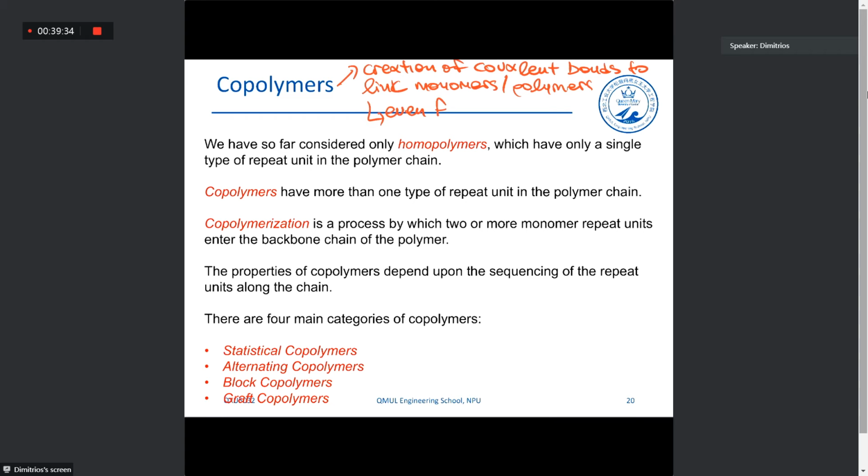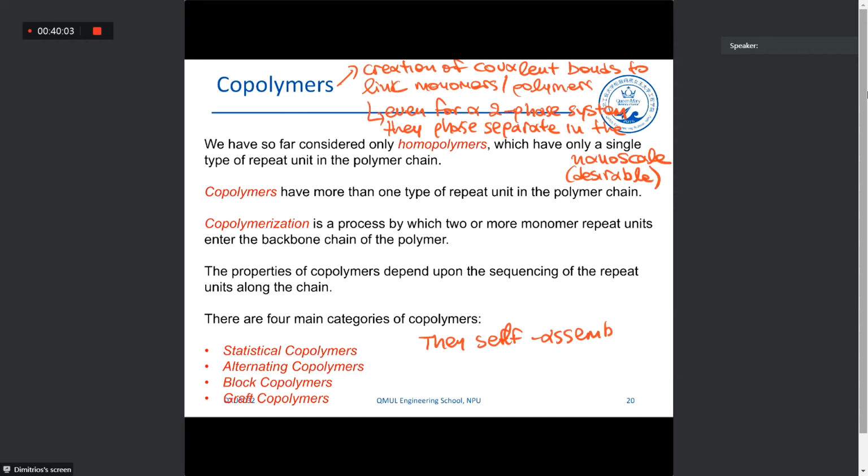Which is something desirable. And I'll explain later why this is desirable, okay? So, important to remember about copolymers is that when you have a two-phase copolymer, the two phases self-assemble in the nanoscale. So copolymers self-assemble. That is very, very important.